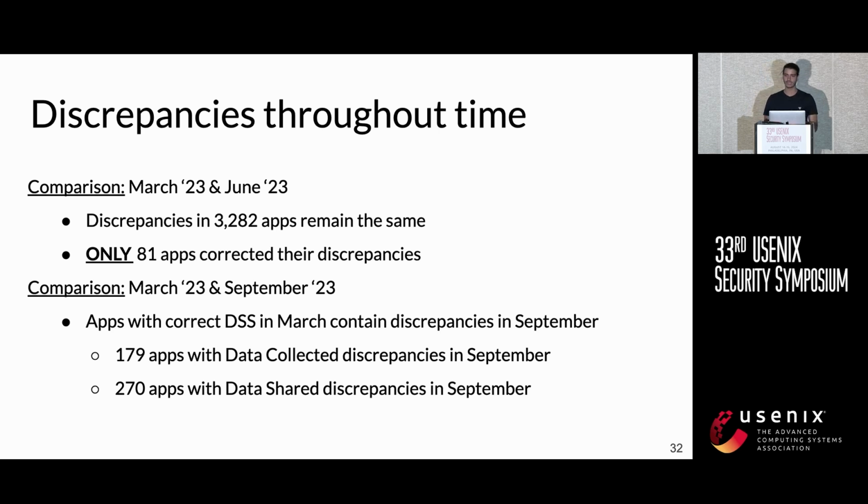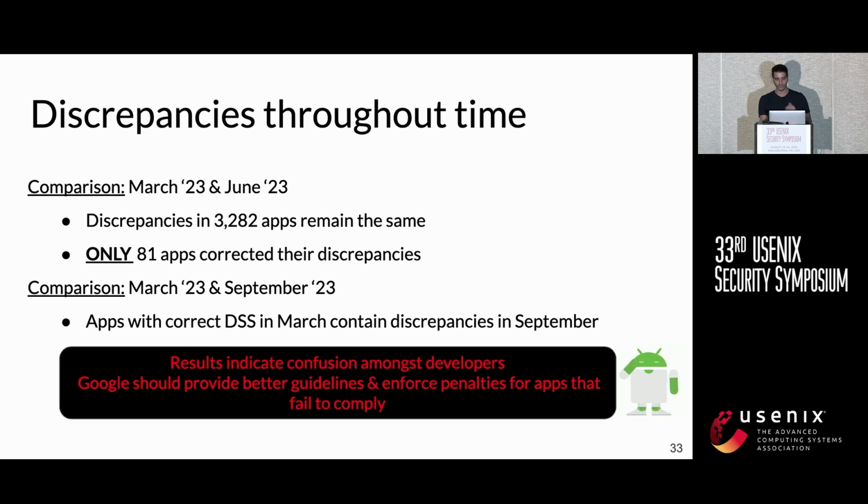Also, we analyzed our dataset across 4 different time periods, and surprisingly, we found that discrepancies in more than 3,000 applications remained the same between March 2023 and June 2023, and only 81 applications corrected their discrepancies between these 2 months. Additionally, we found applications with a correct data safety section in March 2023, but 6 months later, in September 2023, the same applications contain discrepancies. So these results indicate confusion among developers, and Google should provide better guidelines and enforce penalties for apps that fail to comply.